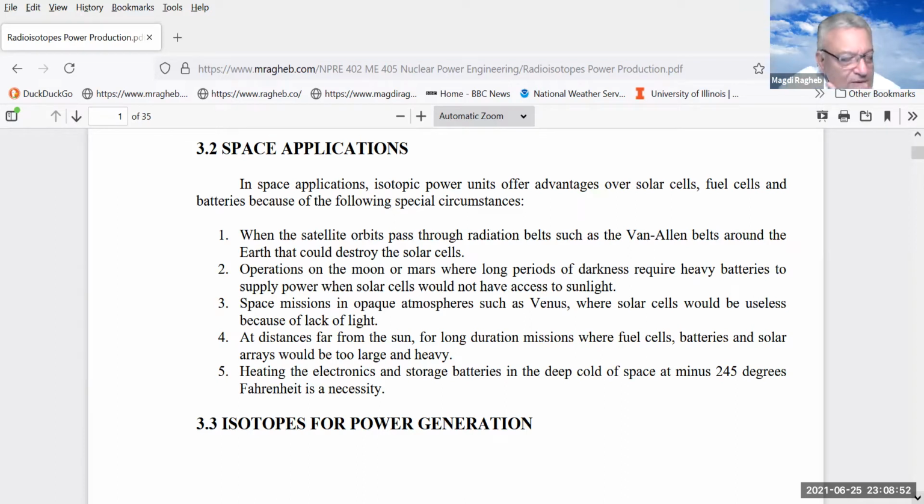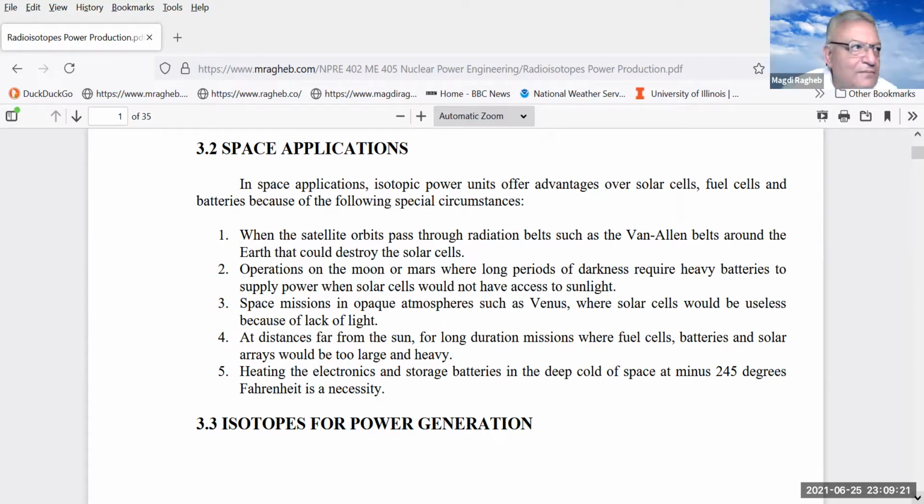In the upper reaches of the solar system, you would need a solar array the size of a football field, and it doesn't make sense if the mission would fail. And some of the deployment of the solar arrays, in fact, did not occur as planned, so radioisotopes become a choice, heating the electronics and the storage batteries in the deep colds of space.